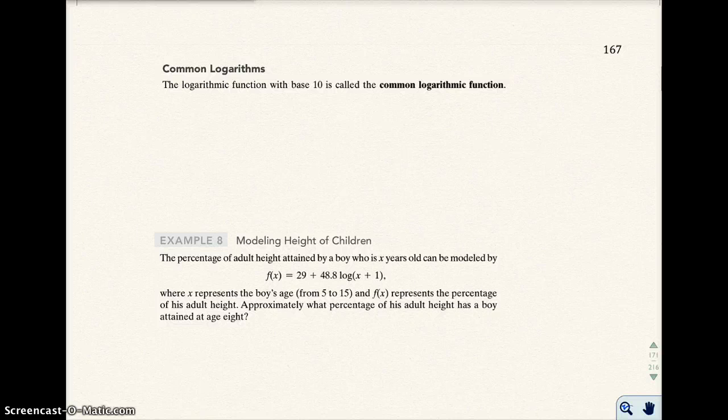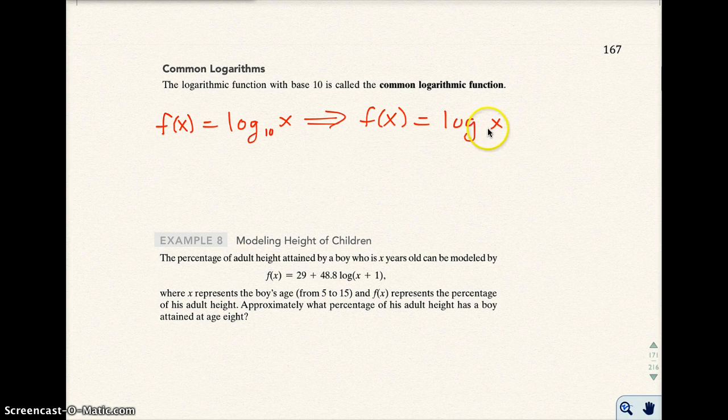Now we're going to talk about something called the common logarithm. If you have a logarithmic function with the base of 10, it's called the common logarithmic function. So if you have f of x equals log base 10 of x, that's the same thing as f of x equals log x. If you don't have a base written here, it's assumed to be base 10.